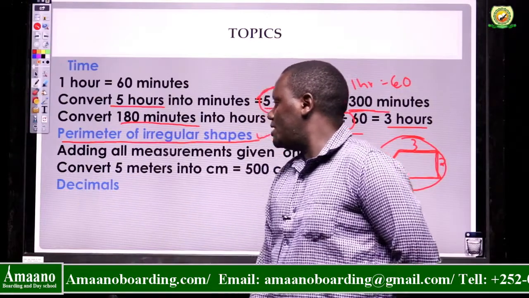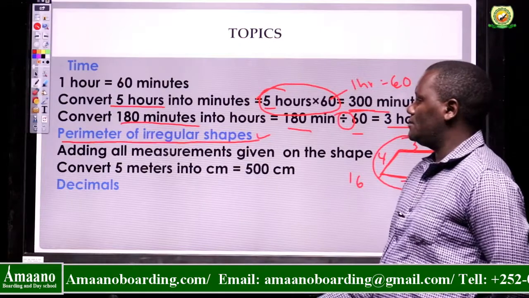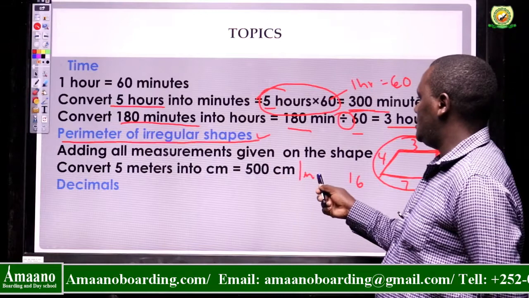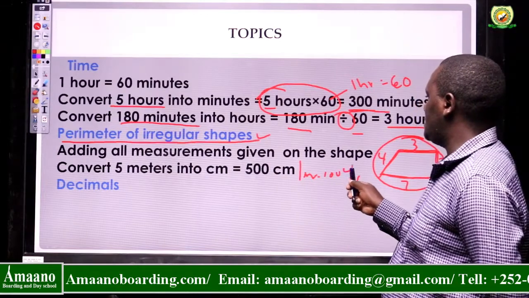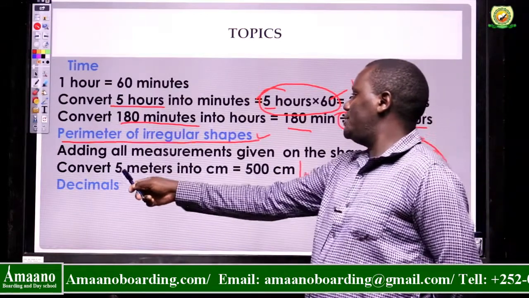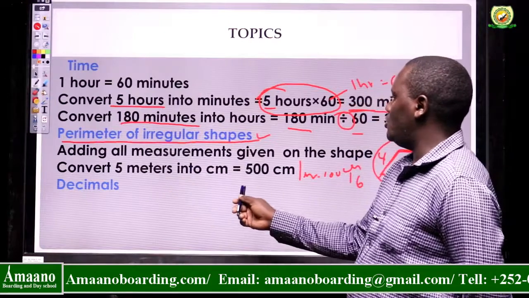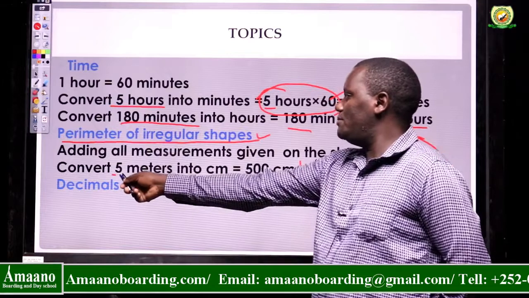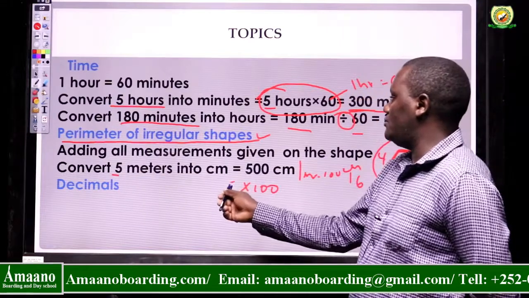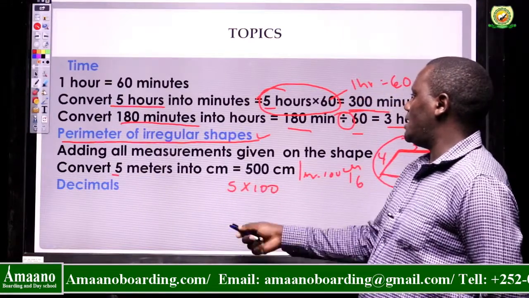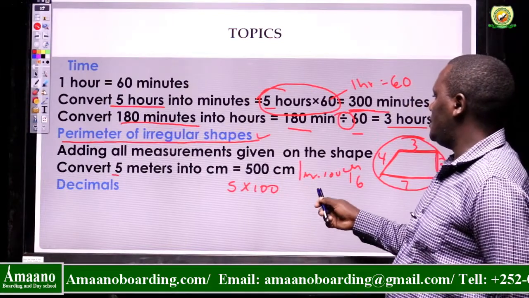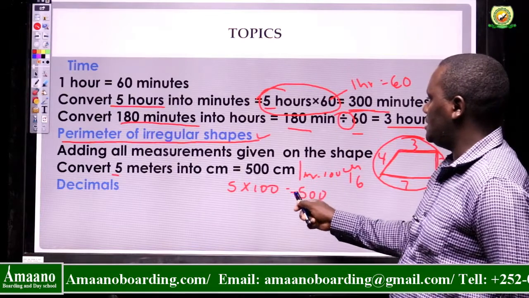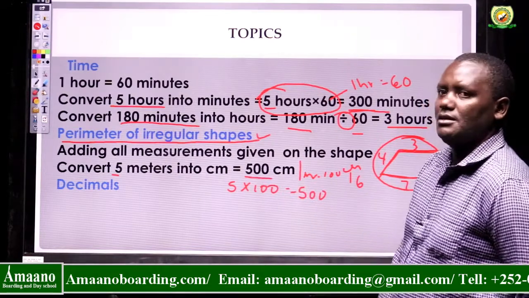Now, how do we convert meters into centimeters? First, we learned that 1 meter equals 100 centimeters. So to convert 5 meters into centimeters, we always multiply by 100. We take the meters that we are given, that is 5, we times 100, because 1 meter equals 100 centimeters. Then you find it is 500, the 500 that I got here.